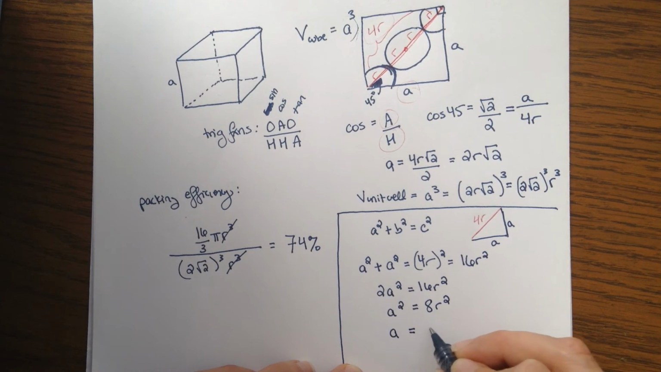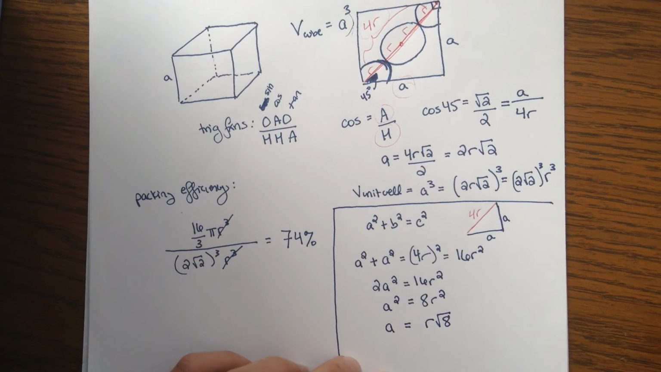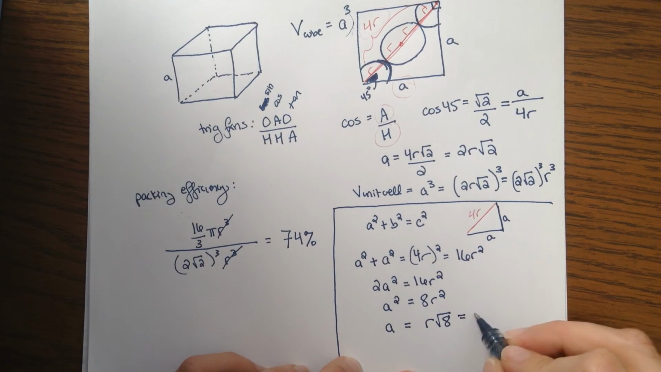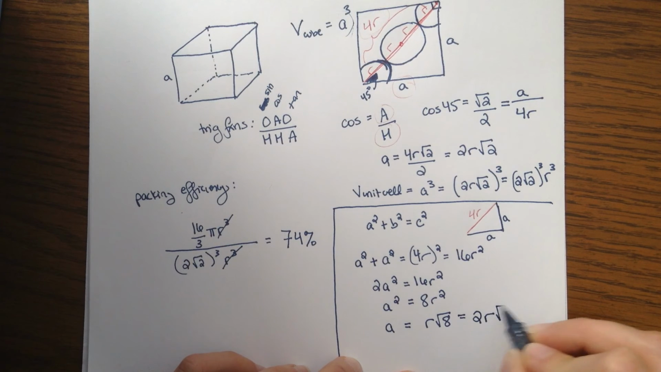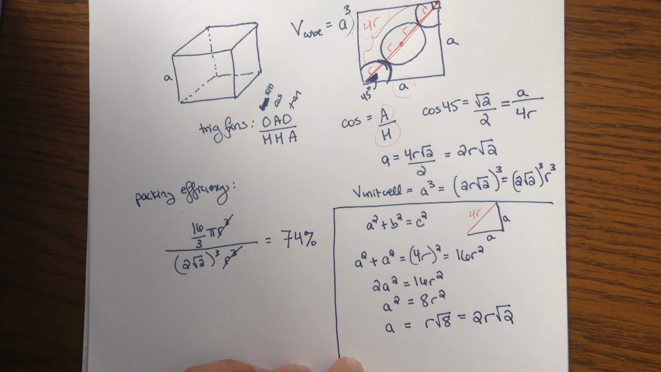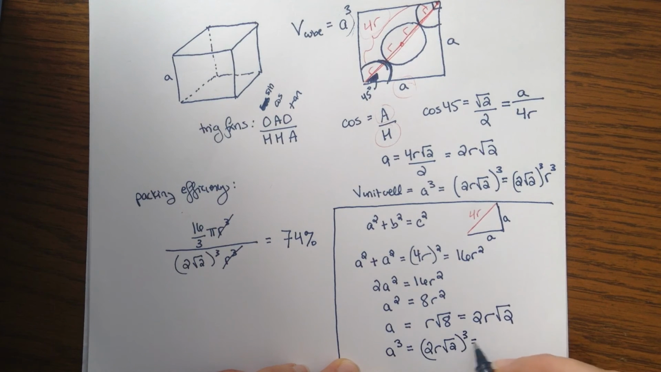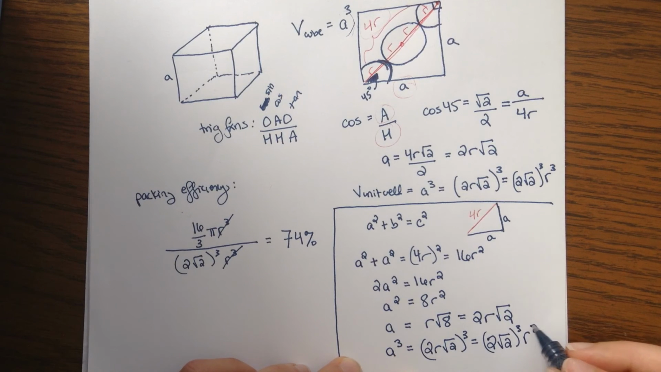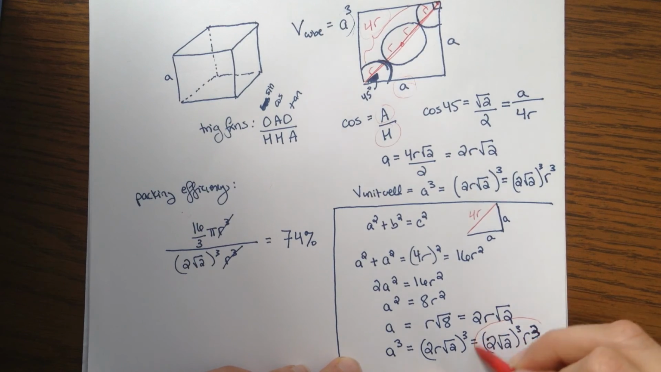A equals r square root of 8. And if you remember how to work with square roots, this is the same thing as 2r square root of 2, right? Because 8 is 4 times 2, and you can take the square root of 4. So this becomes 2r square root of 2. A cubed equals 2r square root of 2 cubed, or 2 square root of 2 cubed, r cubed, not squared.